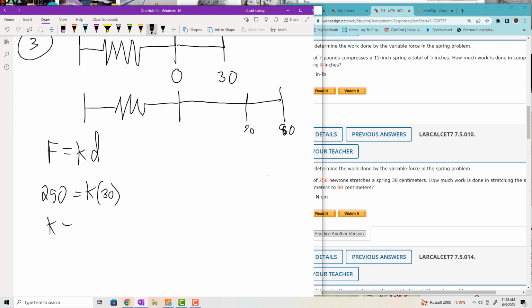Okay, so I can solve for K, that'll be 25 thirds. So my force formula is 25 thirds x. And then in my integral, I'm going to go from 50 to 80, and that should do the trick.